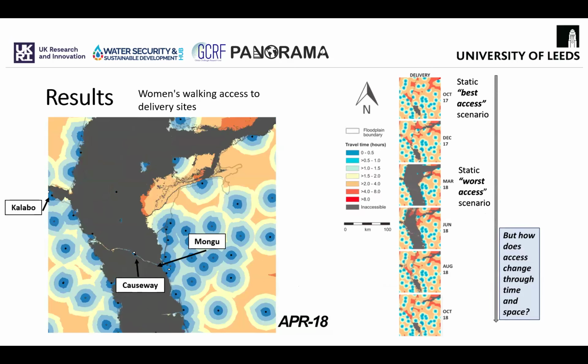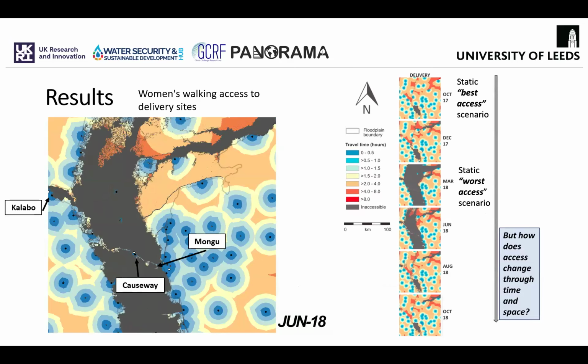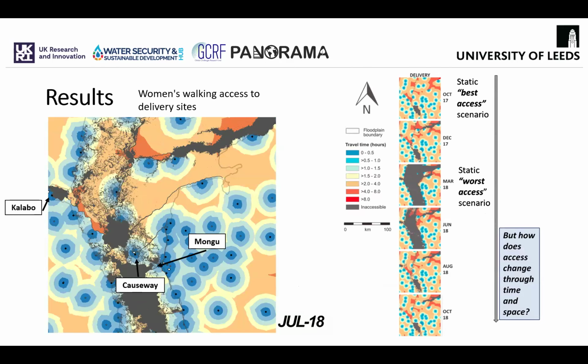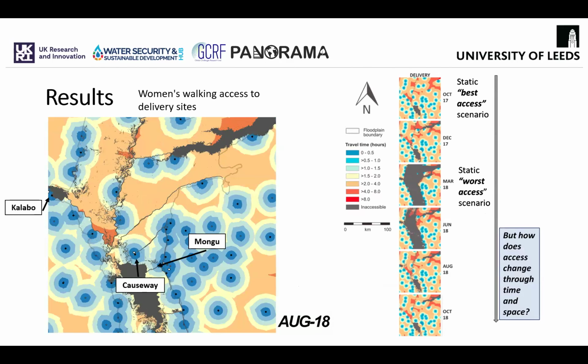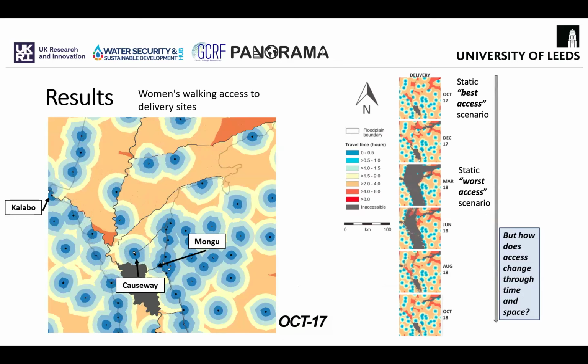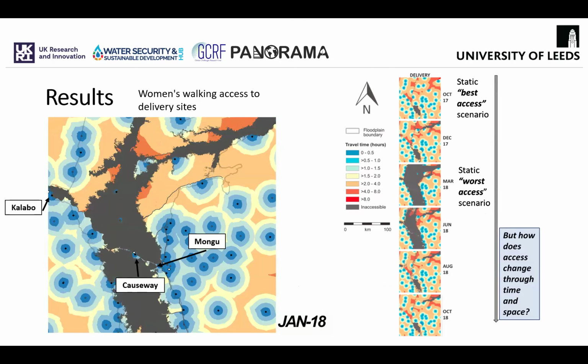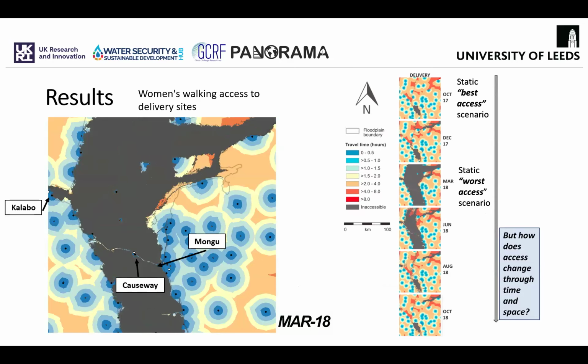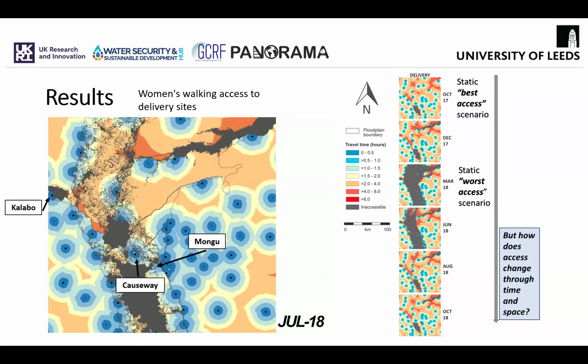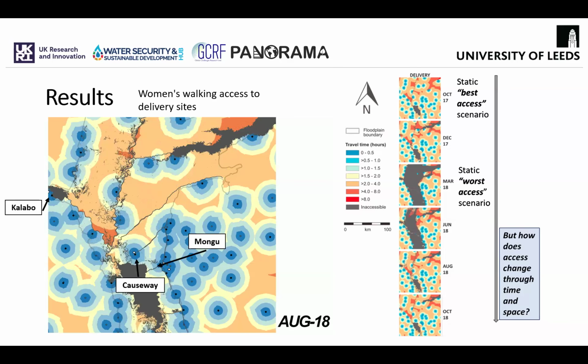We are seeing the floods move across the floodplain and affect access. With the framework, we're essentially unlocking that granularity of spatial and temporal changes. So we can actually see that the floods first impact health access in December 2017. The peak originates in March 2018. But actually, the floods continue to impact access from June 2018 up to October 2018.